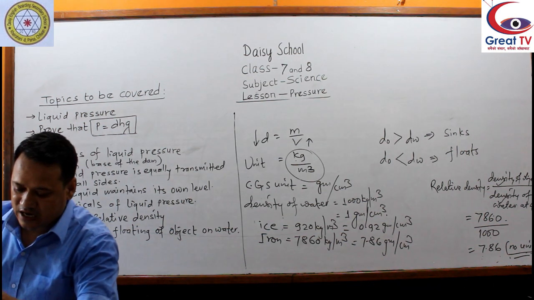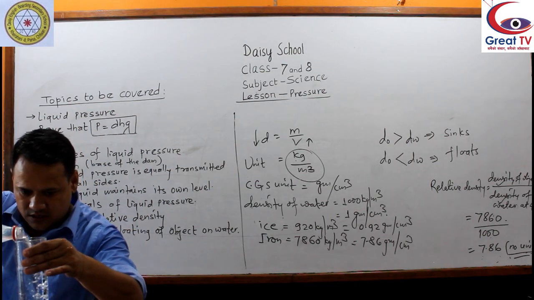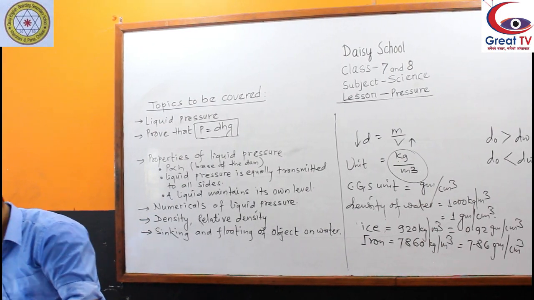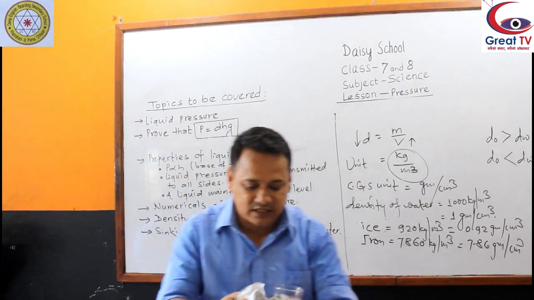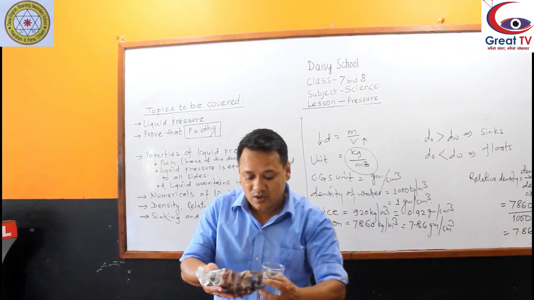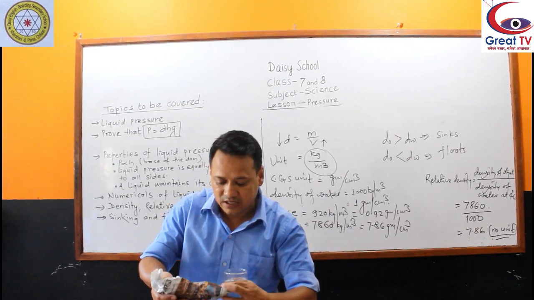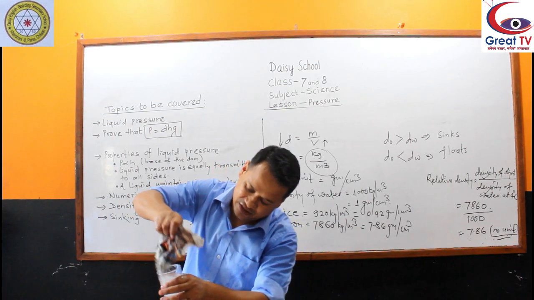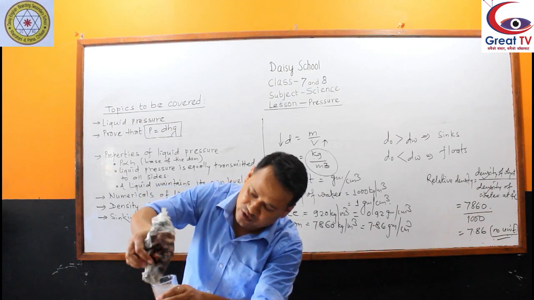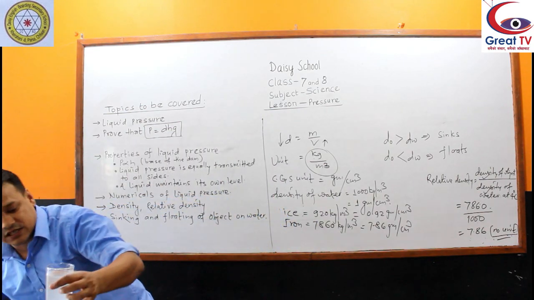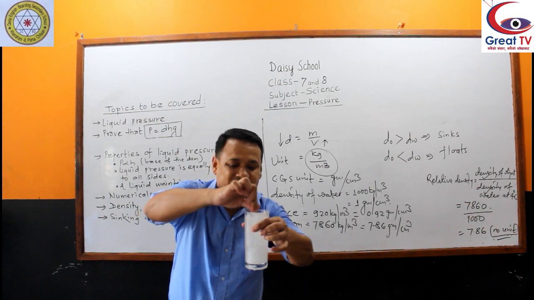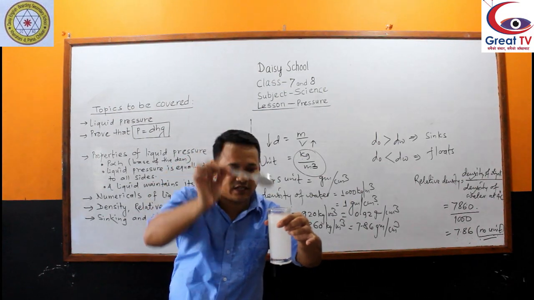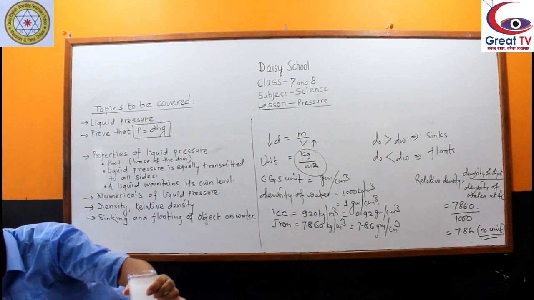So again I have taken water here. After that, here is common salt, table salt, which is used in our home. Let's put some salt in the water. Now I am going to make a salt solution. Okay, now I have made the salt solution.